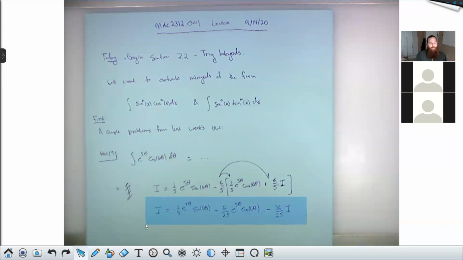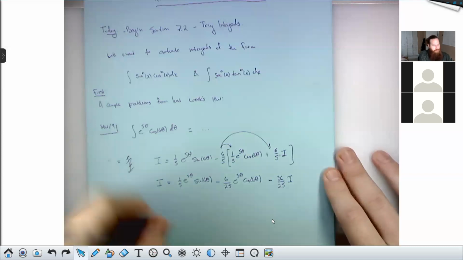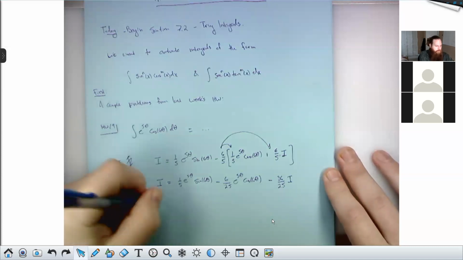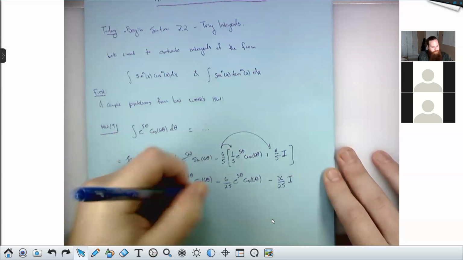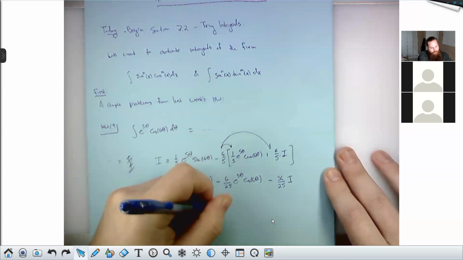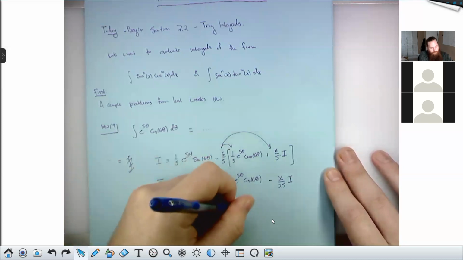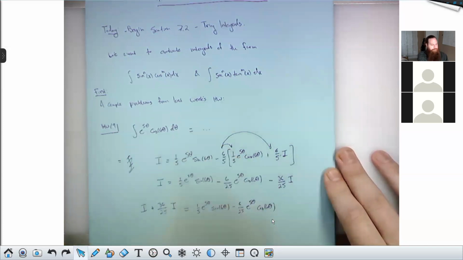So this is the stage where your integral loops, right? You've got your integral equals a bunch of stuff minus some constant times your integral. So we're gonna add all of this back over. I'm gonna take this quantity here and add it to both sides. So I'll have I plus 36/25 times I equals all this stuff: 1/5 e to the 5 theta sine 6 theta minus 6/25 e to the 5 theta cos 6 theta.